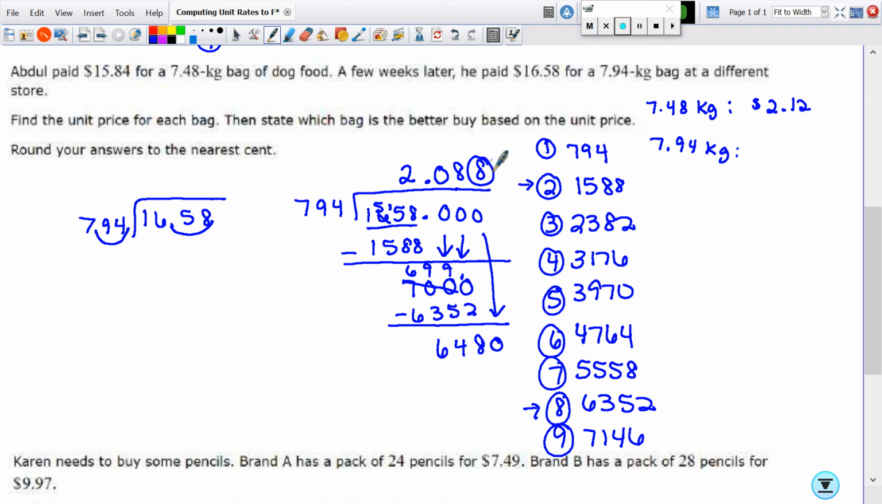Since that circle number is larger than a 5, I'm going to call this $2.09, which tells me the cheapest one, the 7.94 kilogram bag, is the better buy.